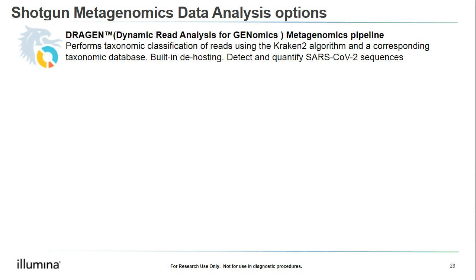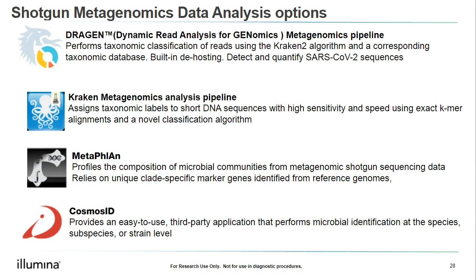This pipeline performs classification of the reads using the Kraken2 algorithm, and it is also able to detect and quantify SARS-CoV-2 sequences, as well as other common viral and microbial pathogens. We are going to talk in detail about this app later. Other options for metagenomics on BaseSpace include the Kraken2 Metagenomics Pipeline, MetaPhlAn, and CosmosID.